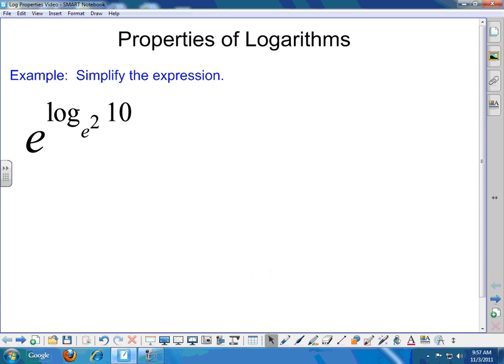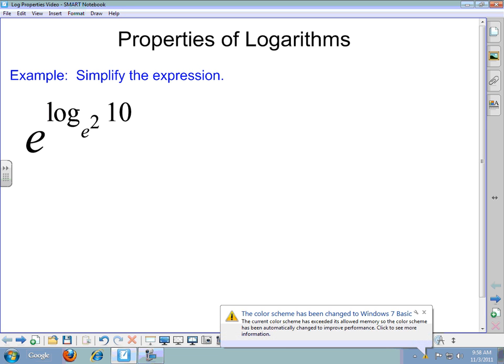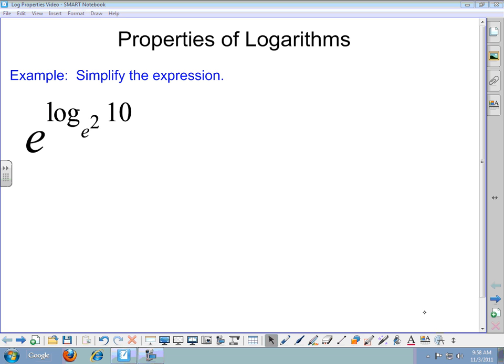Hello again. We're back here with our Algebra 2 video series, and we came across this interesting problem: simplify the expression where the base e is not the same as the base of our power, e to the log base e squared of 10. Some very interesting consequences come as a result of working this through. I'd like to show you how this works out.